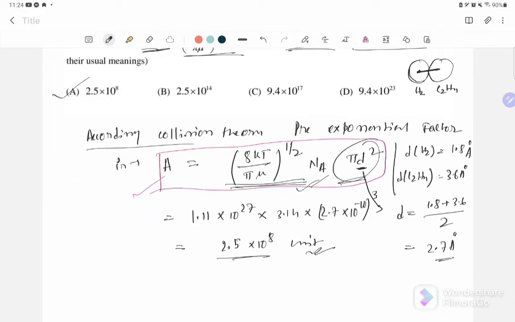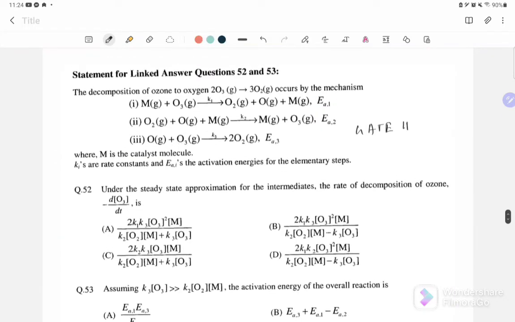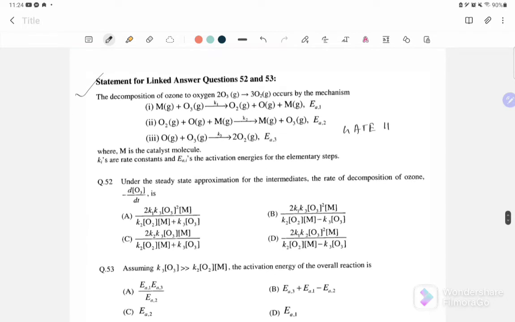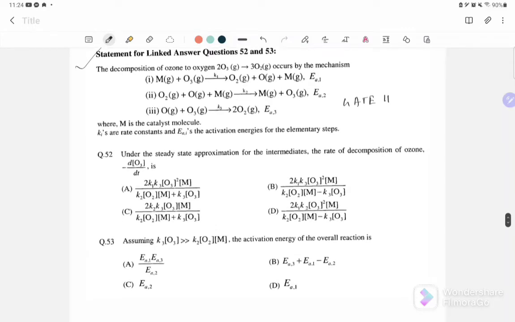Okay, so our last question, which came in GATE 2011, is a lengthy but very important question, because it even comes in our course exams, our semester exams. You have to calculate the decomposition of ozone to oxygen. You have to calculate the rate d[O3]/dt, and the second question with that one is, if the condition is given, what is the activation energy.